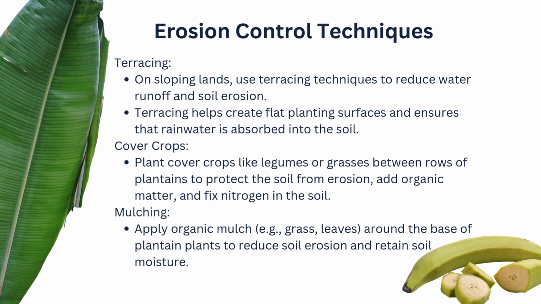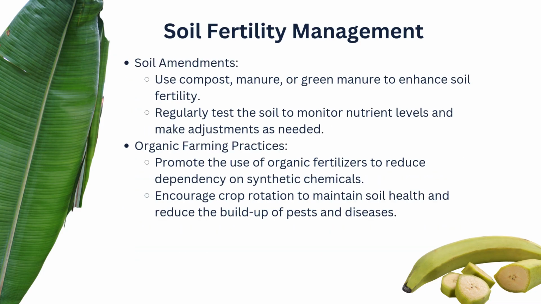For cover crops, you want to think about planting things like legumes in between the rows of the plantain. So from one plantain to another, you plant a legume crop there so that it can add organic matter and fix the nitrogen into the soil that you need. The third is mulching. Mulching is getting grass and leaves and putting them around the base of your plantain so that it can reduce soil erosion and retain soil moisture, especially after watering.